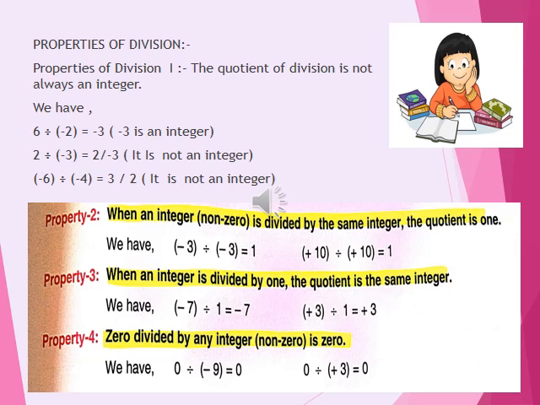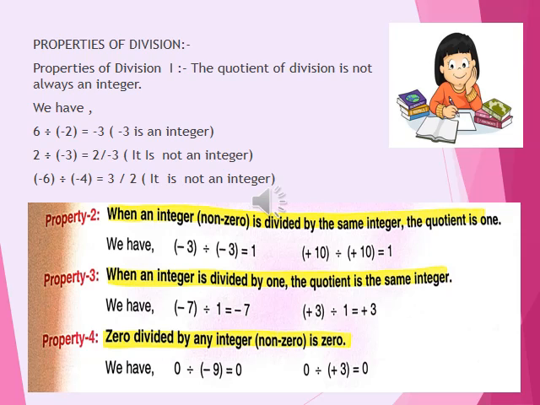Now property 3. When an integer is divided by 1, the quotient is the same integer. It means 5 divided by 1, answer is 5. 6 divided by 1, answer is 6. Minus 10 divided by 1, answer is minus 10. Similarly, minus 7 divided by 1, answer is minus 7. And 3 divided by 1, answer is 3.